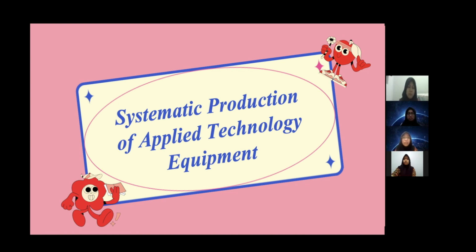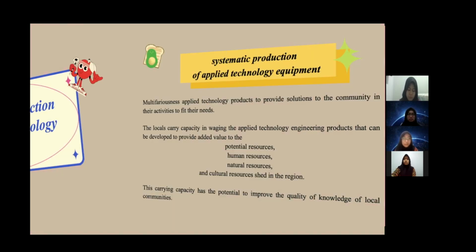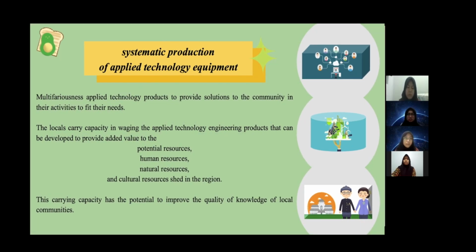And next, the systematic production of applied technology equipment. Multifariousness applied technology products provide solutions to the community in their activities to fit their needs. The local carrying capacity in rigging the applied technology engineering products can be developed to provide added value to the potential resources, yaitu potensi sumber dayanya, human resources, sumber daya manusia, natural resources, yaitu sumber daya alam, dan cultural resources shared in the region, yaitu sumber daya budaya yang terdapat di daerah. This carrying capacity has the potential to improve the quality of knowledge of local communities.